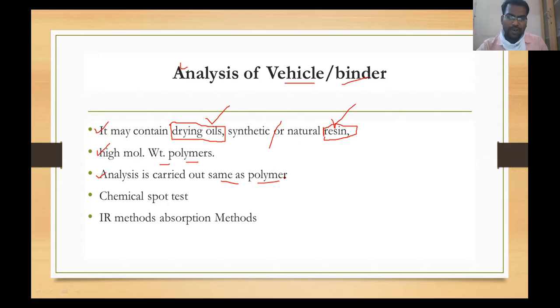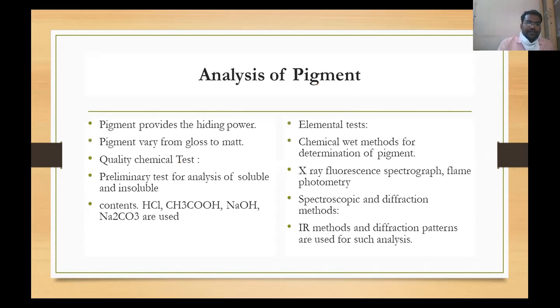जिस तरीके से हम लोग पॉलीमर को कैरेक्टराइज करते हैं, ठीक है, पॉलीमर के कैरेक्टराइजेशन के जितने भी सब मेथड्स है, वो सब मेथड्स यहाँ पे हम लोग को इसको कैरेक्टराइज करने के लिए यूज करेंगे. मोस्टली केमिकल स्पॉट टेस्ट, देन IR मेथड यूज करेंगे to find out the absorption. Then this analysis of pigment.